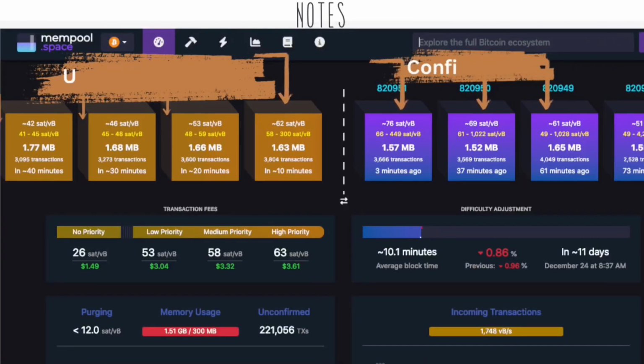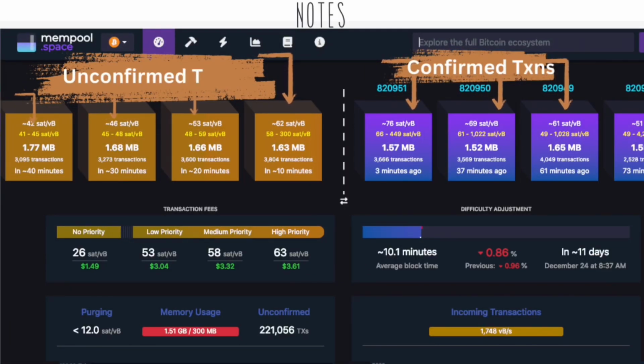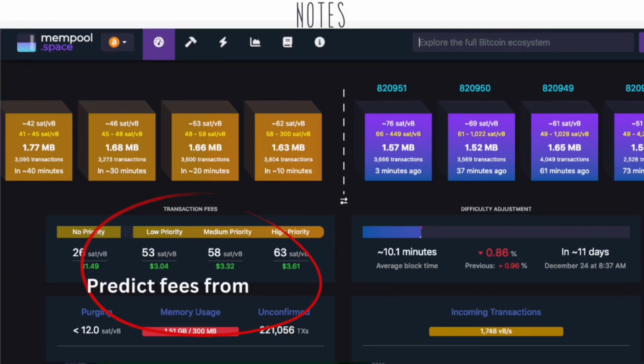Here you can see on the left side you have the unconfirmed transactions waiting to get into the block, and on the right are the confirmed transactions that are already in the block. And over here you can predict the fees that you can pay. This is calculated in sats per virtual byte, which means sats per the virtual byte size of the transaction that you are trying to process.